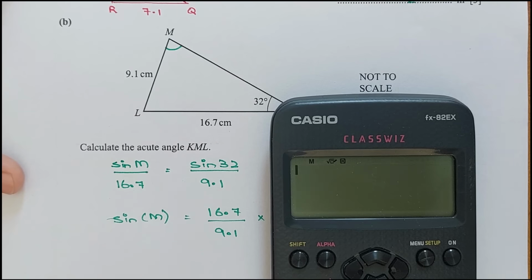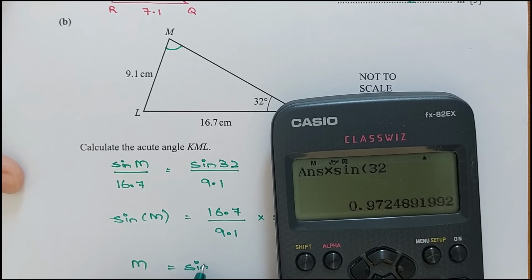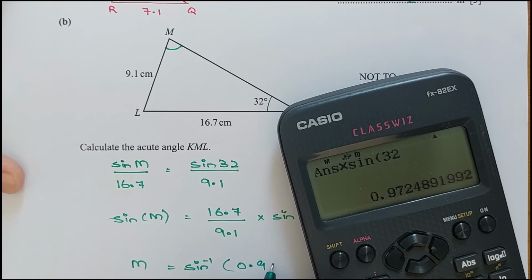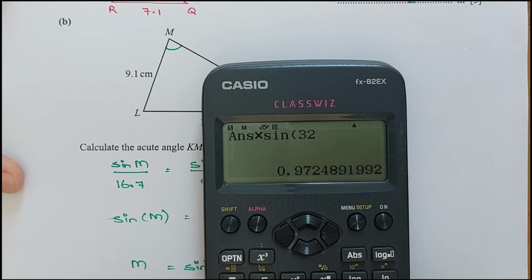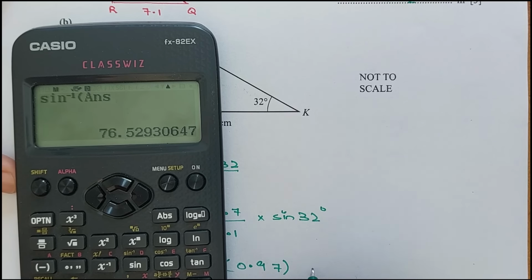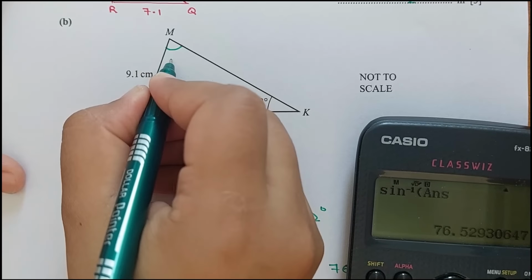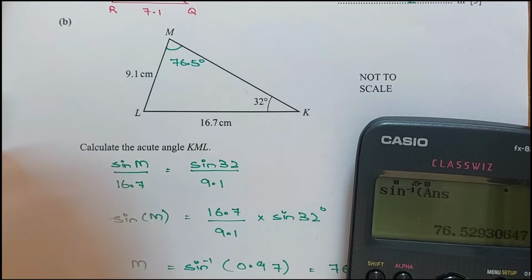Let me simplify. 16.7 divided by 9.1 and times sine of 32. All right, so what is M? M is equal to sine inverse of this, 0.97. Sine inverse of the answer is 76.53, or 76.5 degrees. That is the angle, 76.5 degrees.